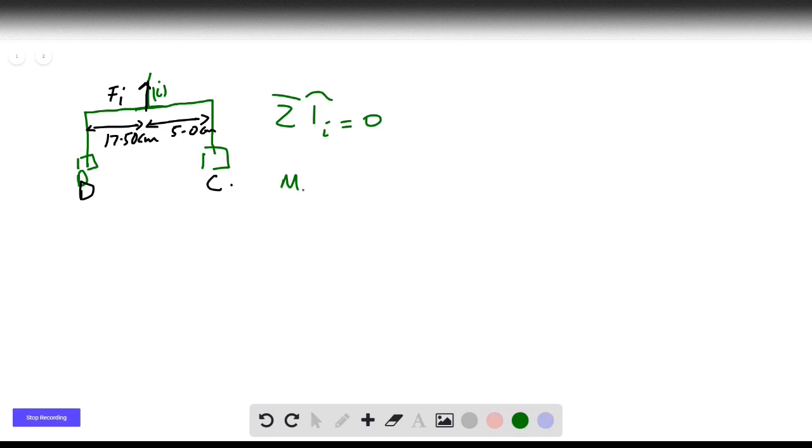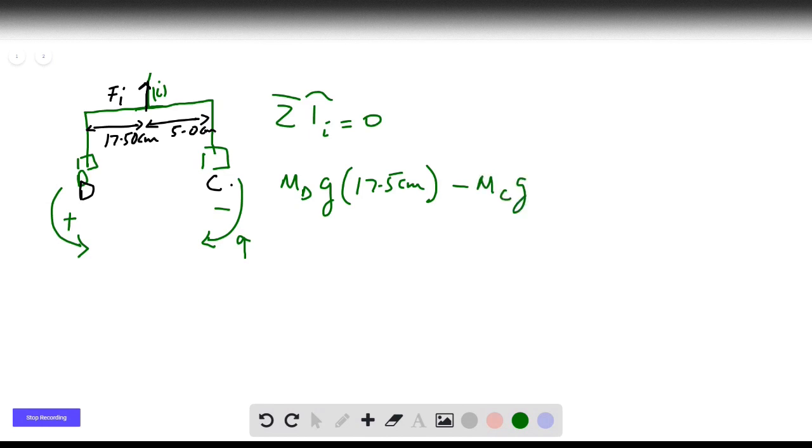So MD is going counterclockwise, so it's positive torque, and this one is going clockwise, so it's negative torque. So MDG times 17.5 centimeters minus, because this is a negative torque, MCG times 5.0 centimeters. That's equivalent to 0. And so we can solve for MC, the mass of C.